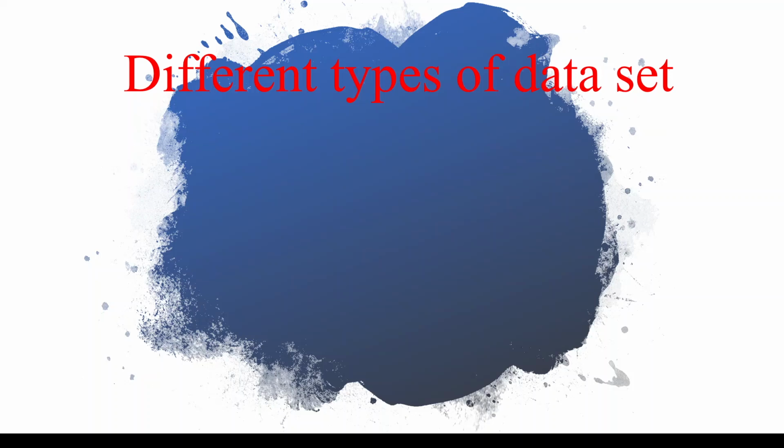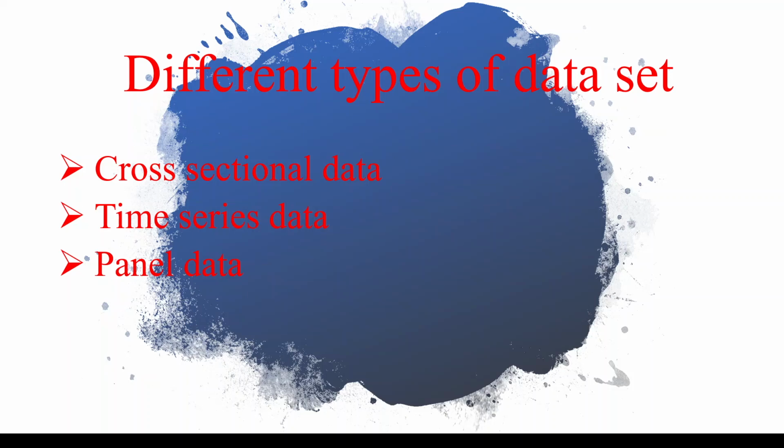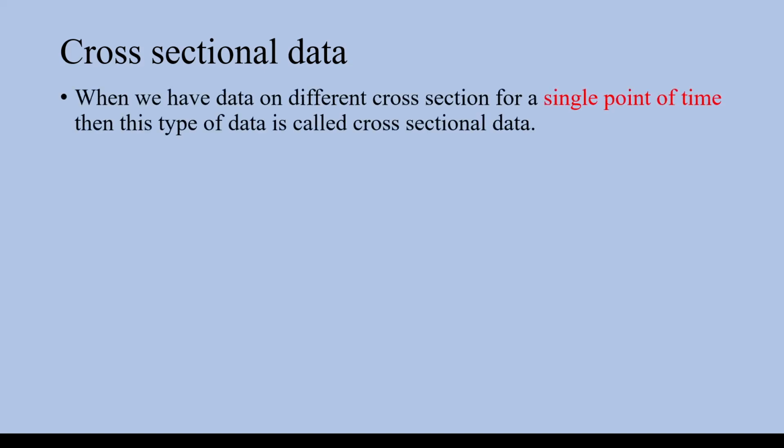Today we will be learning about different types of data set. So the data sets are cross-sectional data, time series data, and panel data. We will be discussing these data sets one by one. So first of all, cross-sectional data. Cross-sectional data is when we have data on different cross-sections for a single point of time.